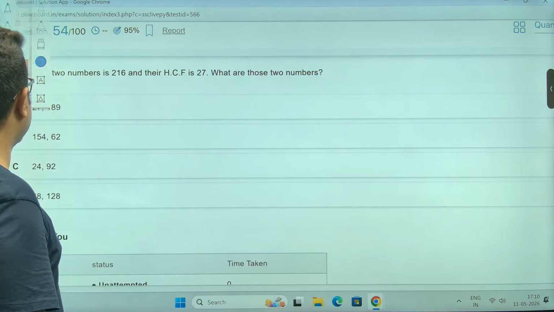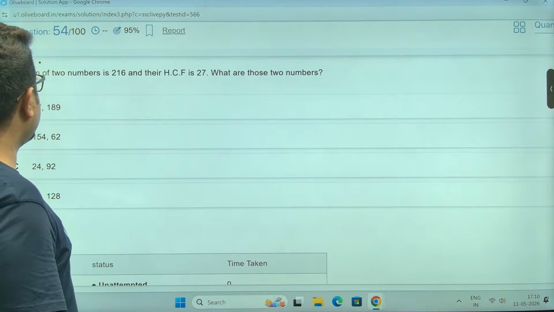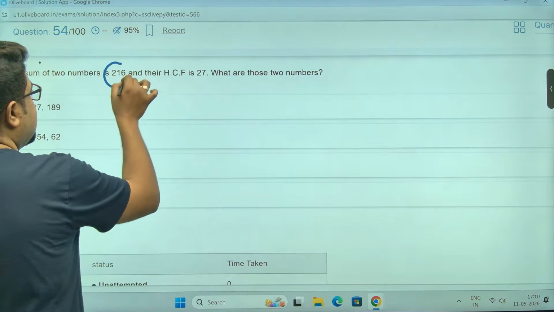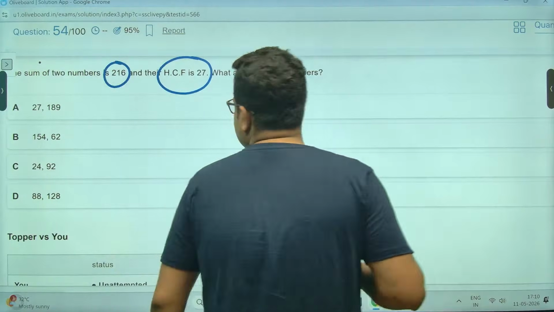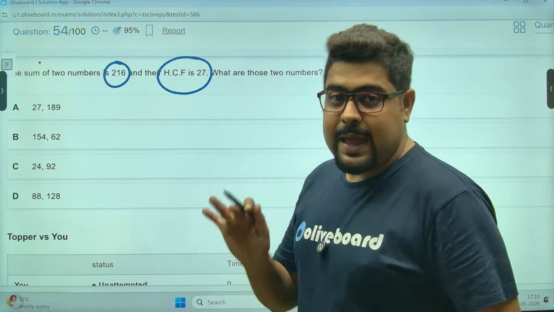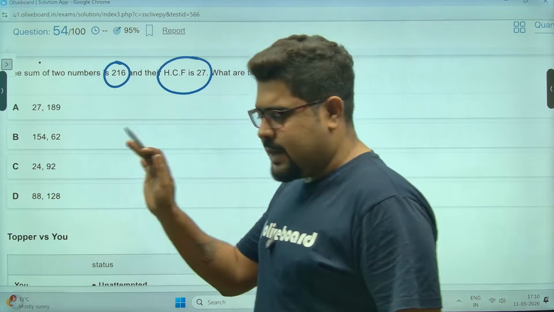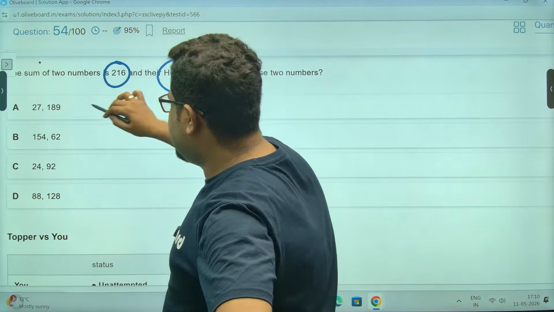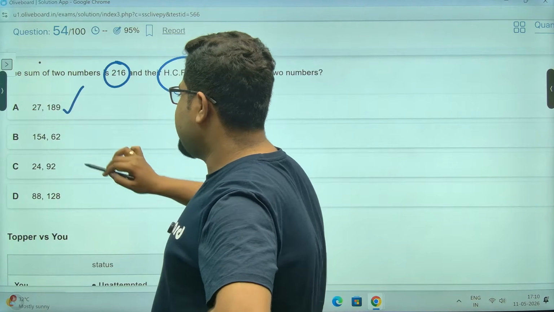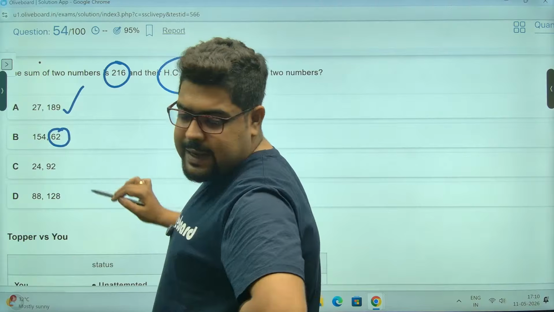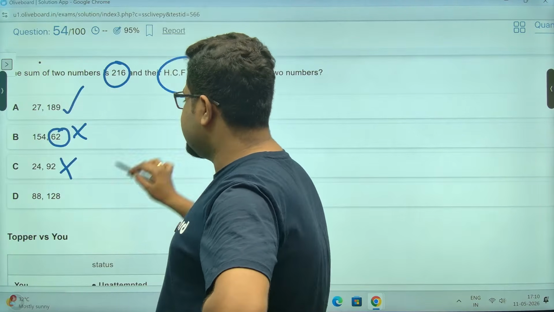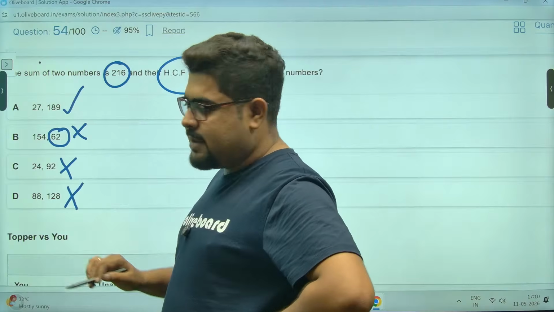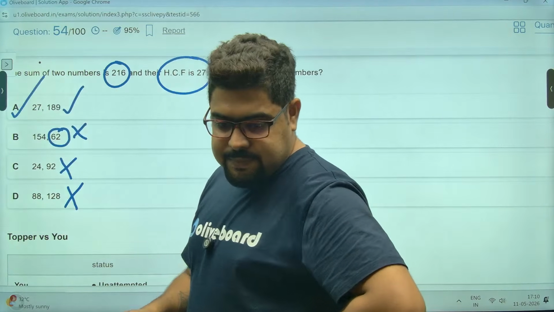Let's see, sir, the next question. Sum of two numbers is given, HCF is given. Sir, if HCF is given, just check the options for HCF. That's the best way. I'll show you how to do it as well. Here HCF is 27, absolutely. Here 62 is not a multiple of 27, cannot be. 24 itself is less than 27. 88 also, same thing. Sir, this can only be my answer.